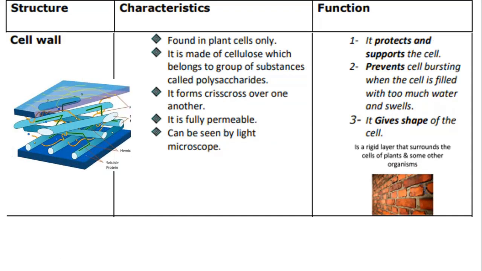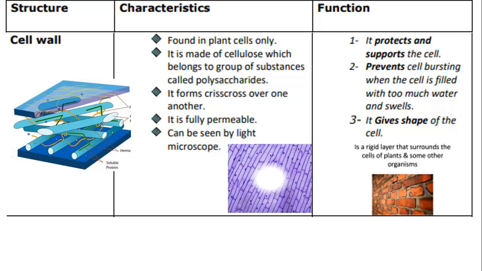It's found only in the plant cells. It's made of cellulose. As you see here, it's made of a crisscross shape. Crisscross means that the fibers are against each other, as you see here in the picture. It's fully permeable. It allows anything to pass through it. And also it can be seen by the light microscope, as you can see here. This is how you can see the cell wall under the light microscope.